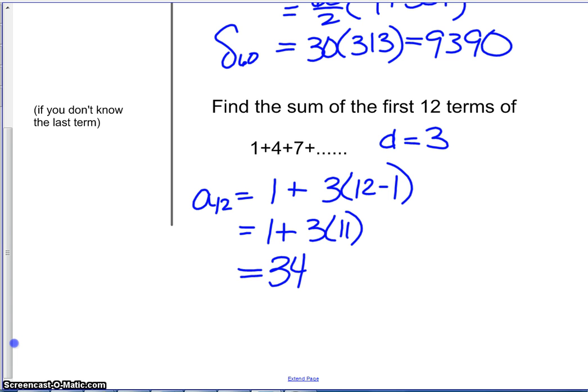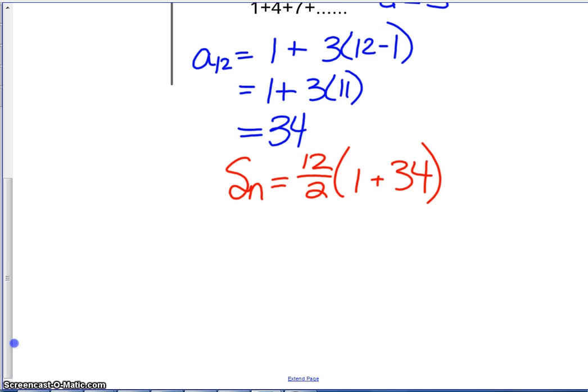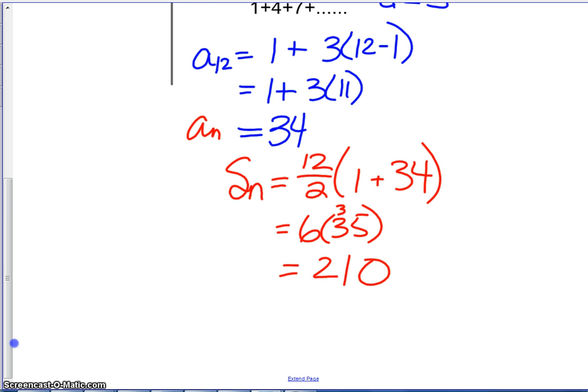and my answer here is 34. Now I can take that information and say, well, then the sum is going to be the number of terms divided by 2, and it's the first term plus my last term. Well, I happen to know that my last term is 34 because I just calculated it here. My a sub n is 34. So now it's really what is 6 times 35. 6 times the 5 is 30, 18, 210 is my answer there.